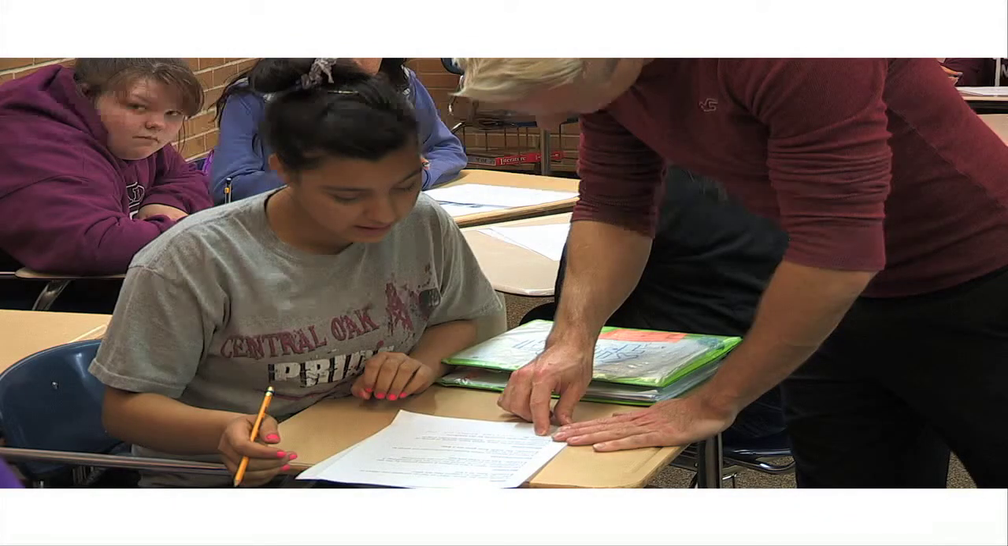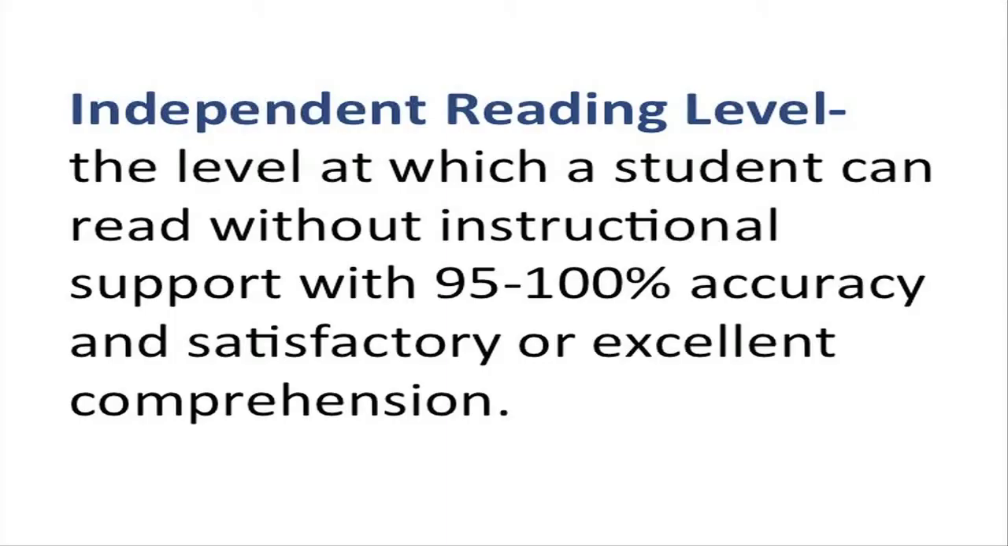ELLs who subconsciously memorize common English phrases and expressions as an intuitive part of the second language acquisition process already use this strategy with spoken language. When applying this concept to literacy development, it is important that students interact with text that is at or below their independent reading levels. A student's independent reading level is the level at which he can read without instructional support with 95 to 100% accuracy and satisfactory or excellent comprehension.